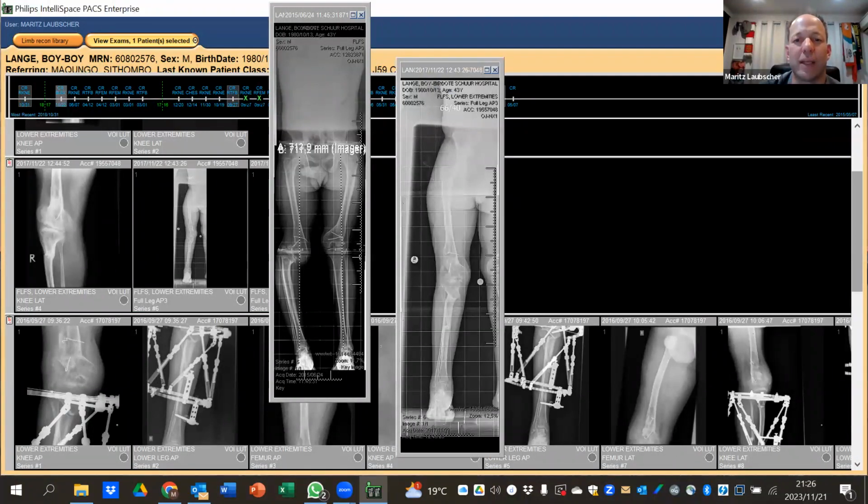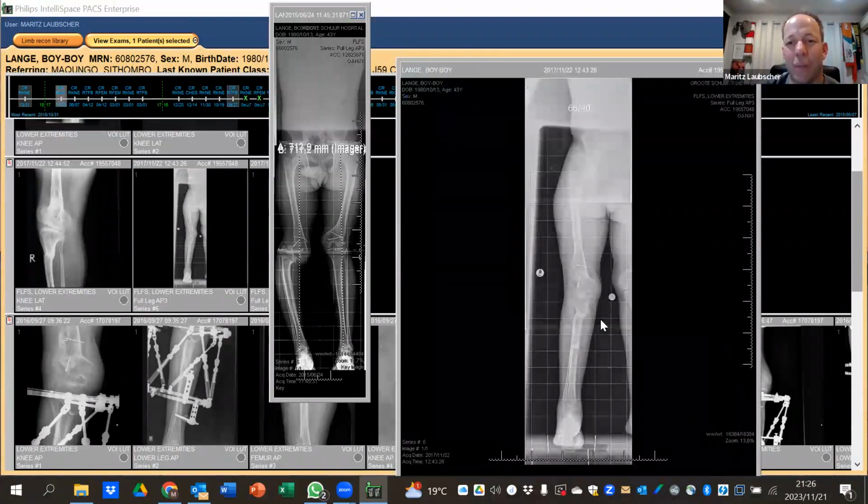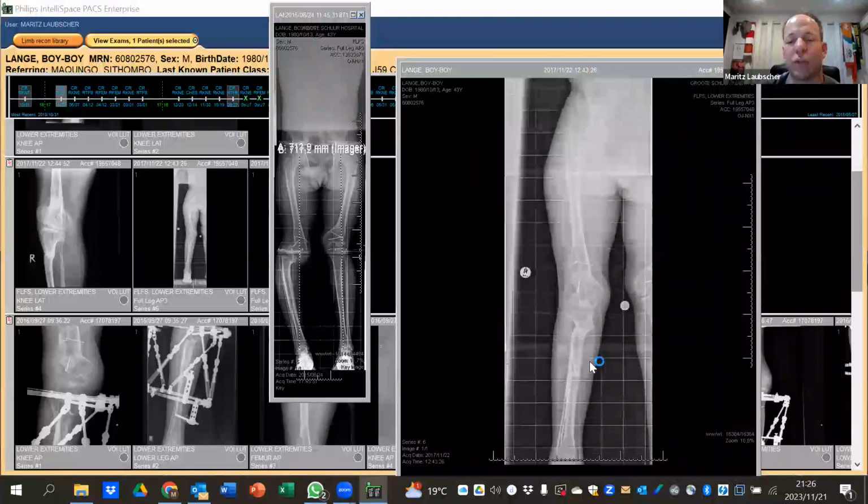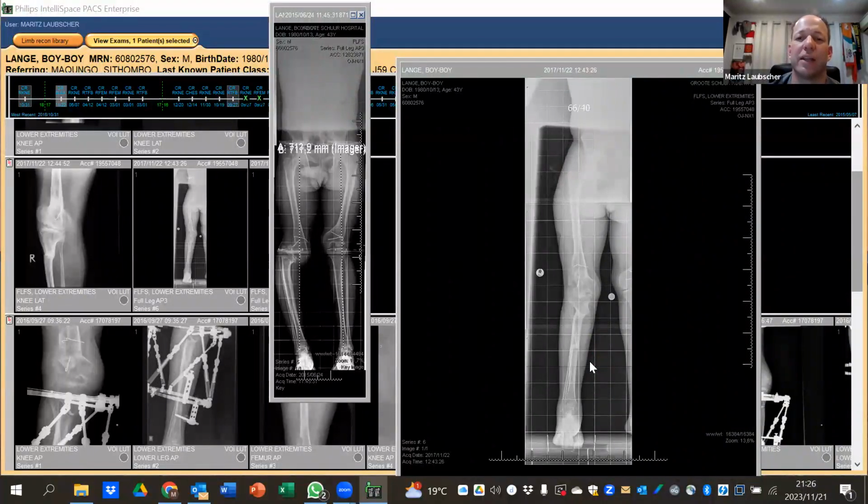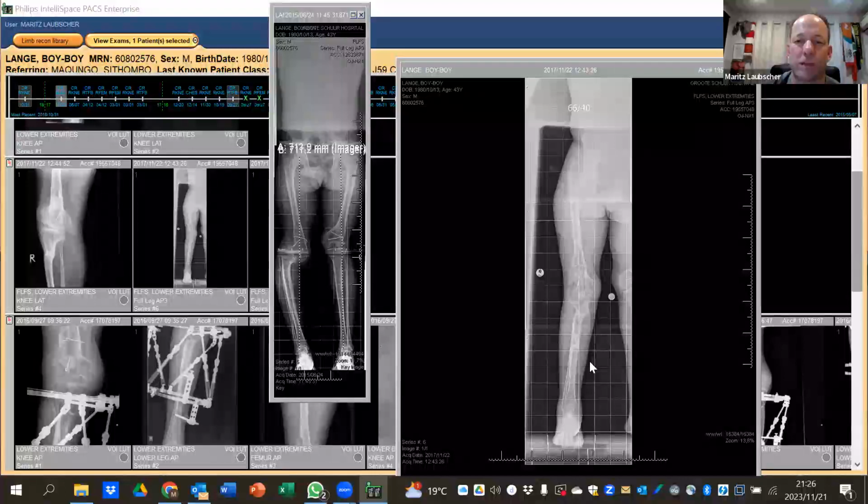So to make his knee joint horizontal, his axis is still not much different from how it was, but he's got a horizontal knee joint, and his gait and his knee symptoms are a whole lot better.